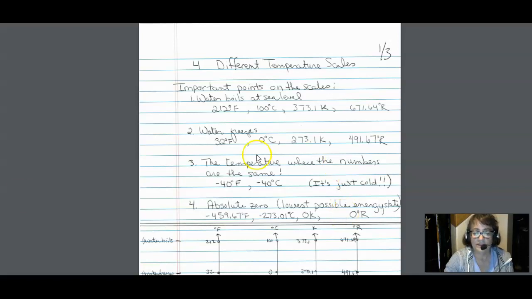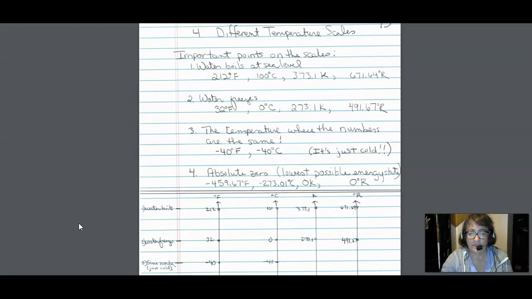The other point that I always make is it turns out that negative 40 degrees Fahrenheit is exactly the same temperature as negative 40 degrees centigrade. And for those of you that are raised in the mountainous West, you know that negative 40 degrees is just really cold. So I always like to just point out that they're the same number.